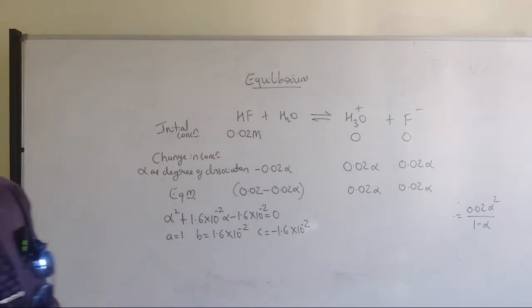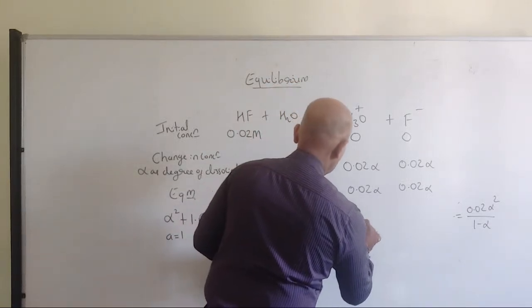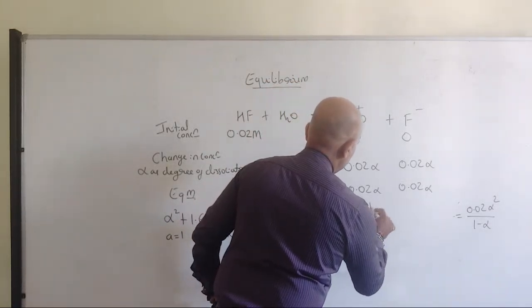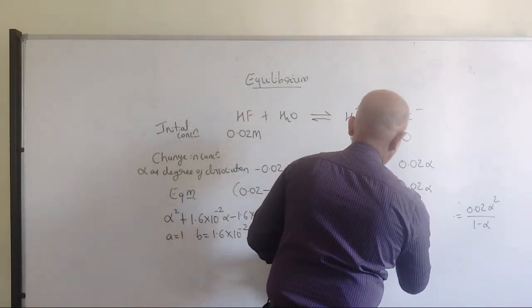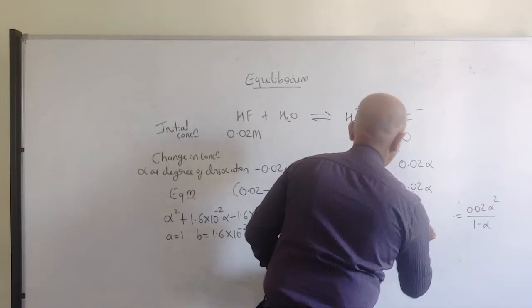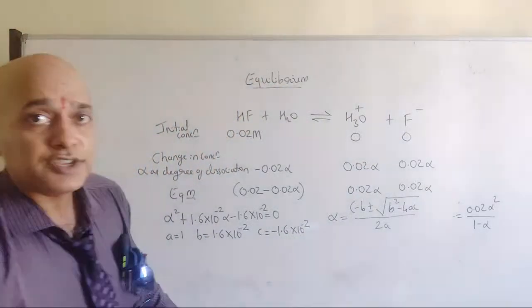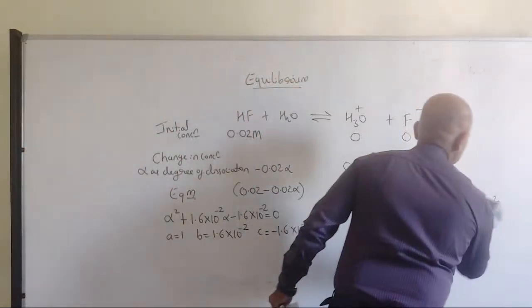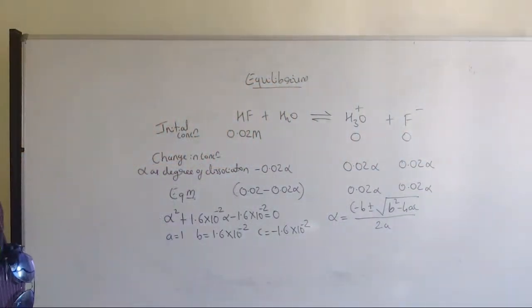Now use the quadratic equation and solve. Tell me the value of alpha. Alpha is equal to minus b plus or minus square root of b square minus 4ac divided by 2a. This is the quadratic equation what we have. Substitute these values and tell me the alpha value. Substitute these values over there. Tell me the alpha value.